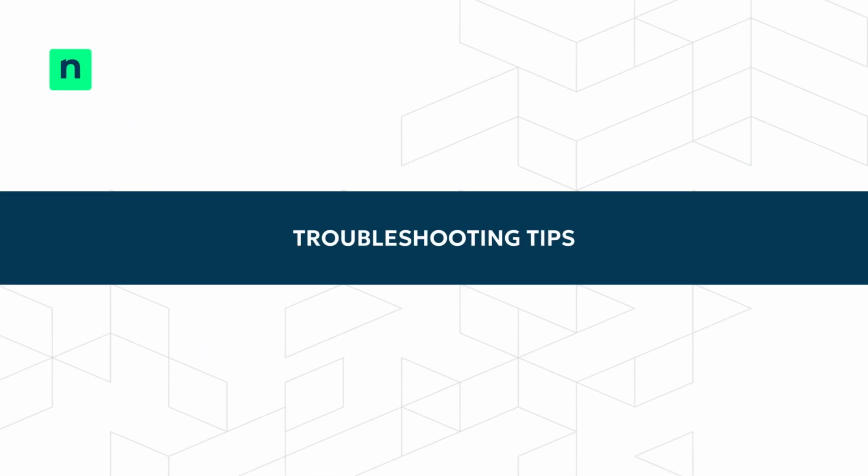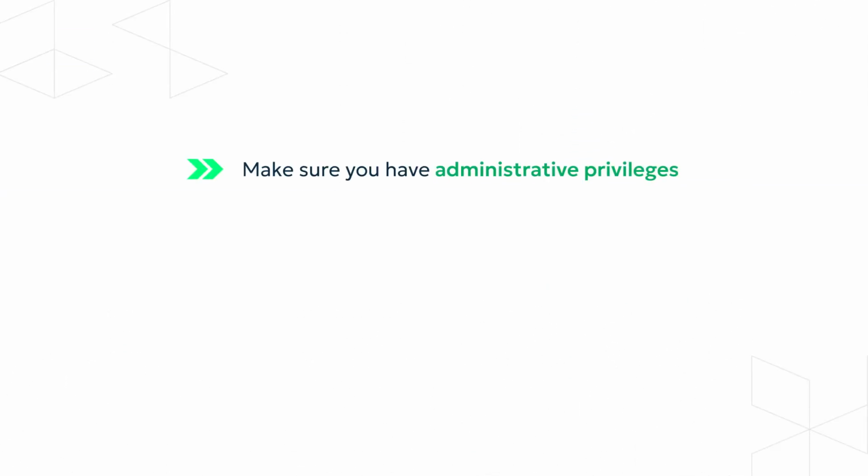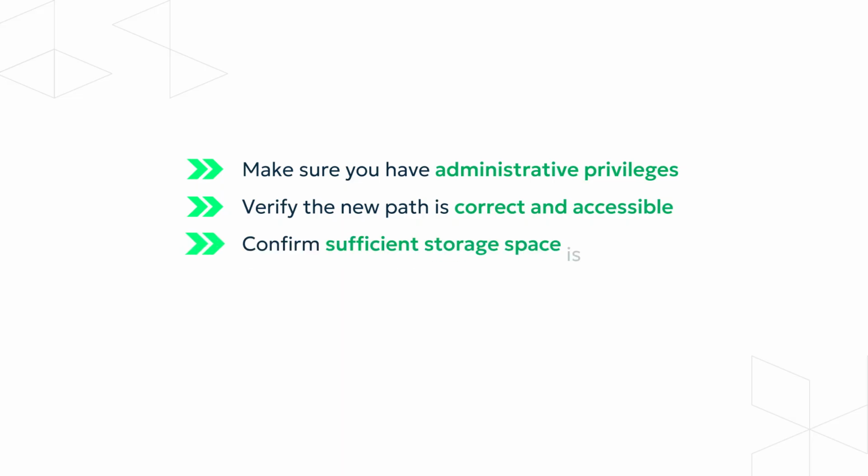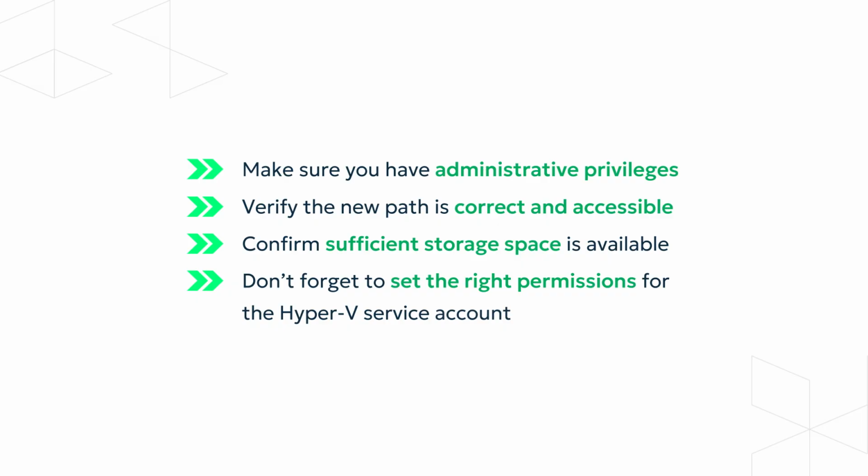Troubleshooting tips. Encountering issues? Here's what to check. Make sure you have administrative privileges. Verify the new path is correct and accessible. Confirm sufficient storage space is available, and don't forget to set the right permissions for the Hyper-V service account.